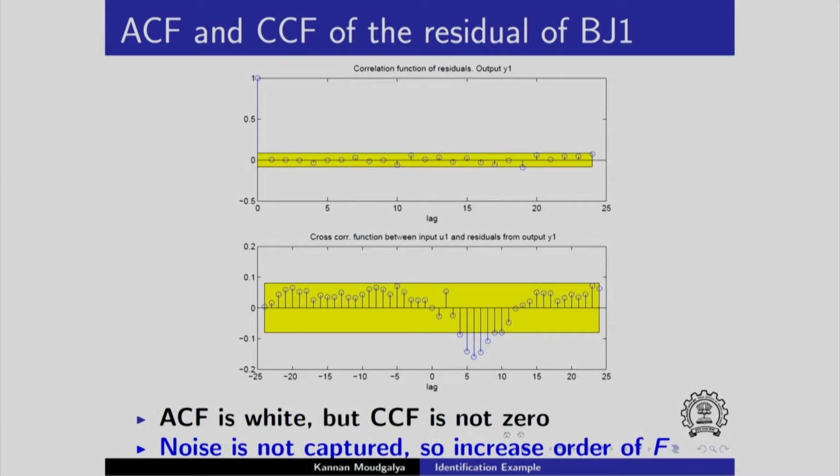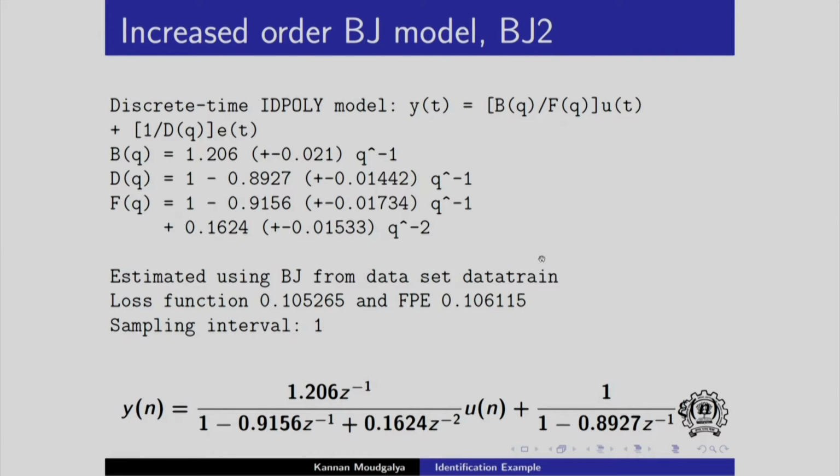Because the input-output relation is not captured, we increase the order of F and try again. We get the new transfer function as given here. So we have an extra term here which is given here, and of course all parameters have changed. We have simultaneously fitted all parameters by asking the Scilab code to increase the model order by 1 in this polynomial.